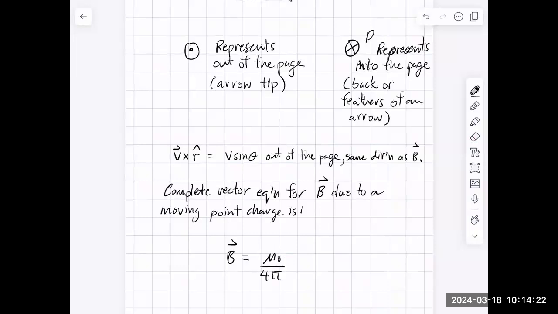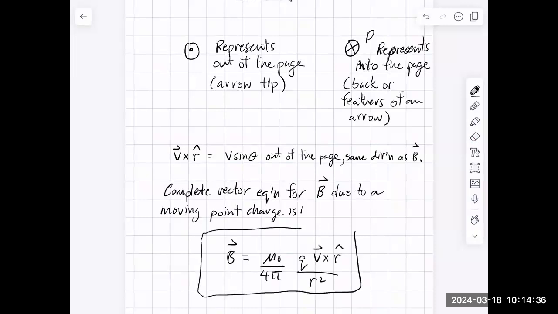And then we had the charge Q. And so now instead of V sine theta, we'll do V cross R hat. And then we had to divide by R squared. So this gives the magnitude and direction of V. Okay, good.